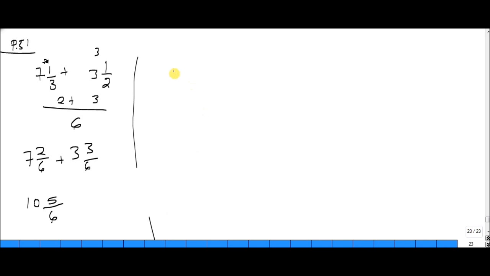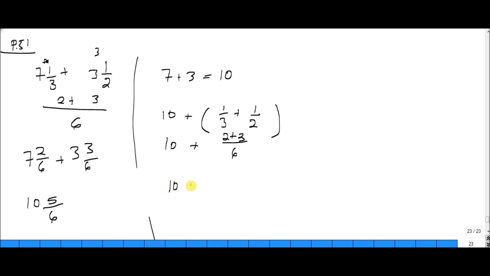you may have been told to deal with the whole numbers first, so 7 and 3 could be 10, and 10 plus whatever we get for the fractional part of it, 1/3 plus a half, and this would have been 6, and 3 into 6 would go 2 times, plus 2 into 6 would go 3 times 1, 3, so it would be 10 plus 5/6, which would be 10 and 5/6. Slightly different, but the principle is still the same.